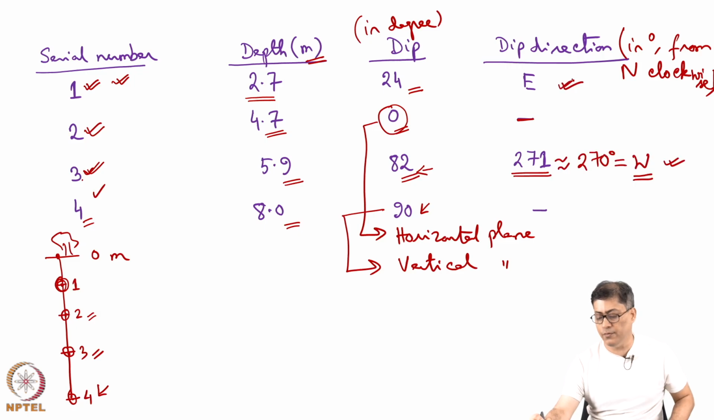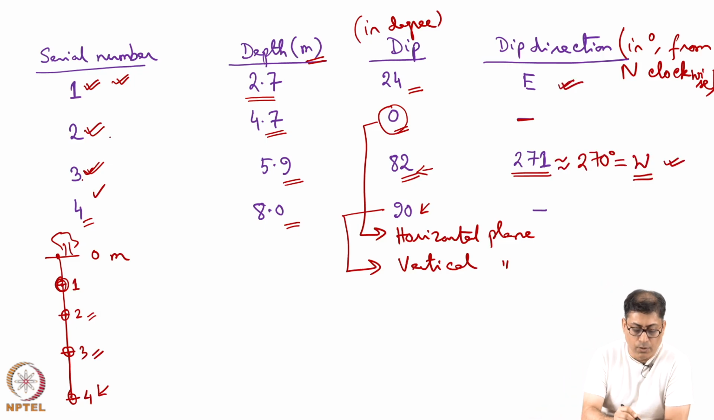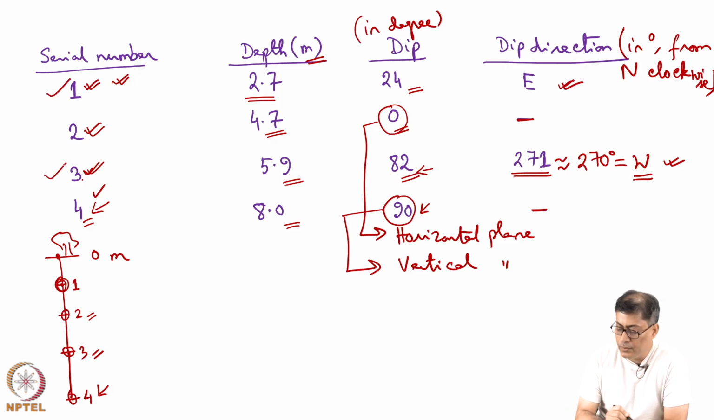So, there is a scope of using the tadpole diagram to plot points 1 to 3. And what about point 4? It is a vertically dipping plane and a vertical plane has no dip direction. So, that is why a dash has been given here. This we are going to plot through a tadpole diagram. Point 1 and point 3 represent lithological contacts which are dipping 180 degree opposite to each other. In addition, we have two more lithological contacts, one which is horizontal, another which is vertical.